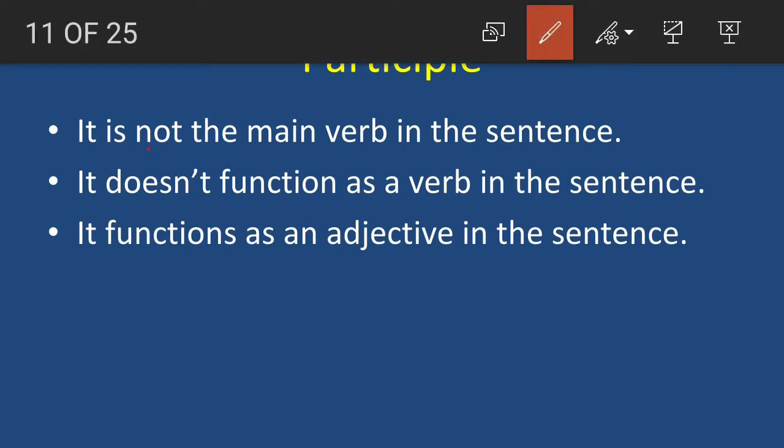Now, what is participle? See, some points you need to keep in mind, that participle is not the main verb in the sentence. It does not function as a verb. Then what is the function? It functions as an adjective. Okay.